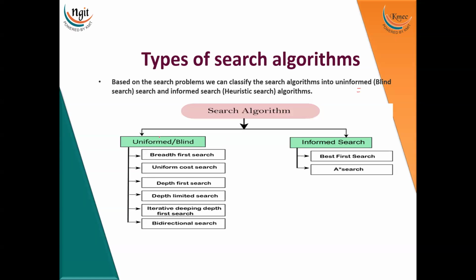We can also call uninformed search blind search, and informed search the heuristic search. Coming to uninformed or blind search, we have six algorithms. The main two are BFS and DFS, and then UCS, depth limited search, iterative deepening DFS, and bidirectional search. Coming to informed or heuristic search, we have mainly two algorithms, that is best first search and the A star search.